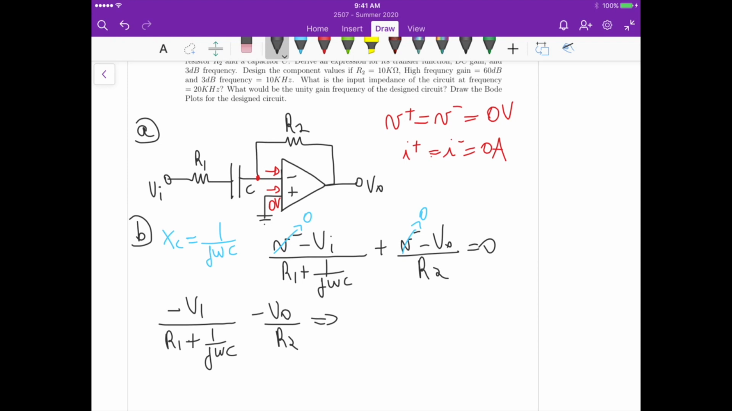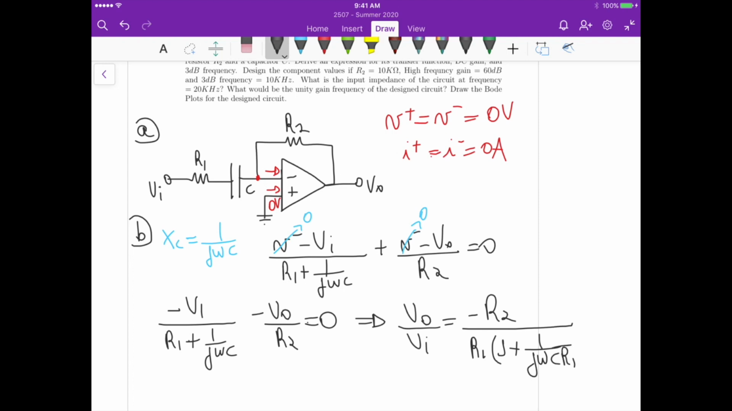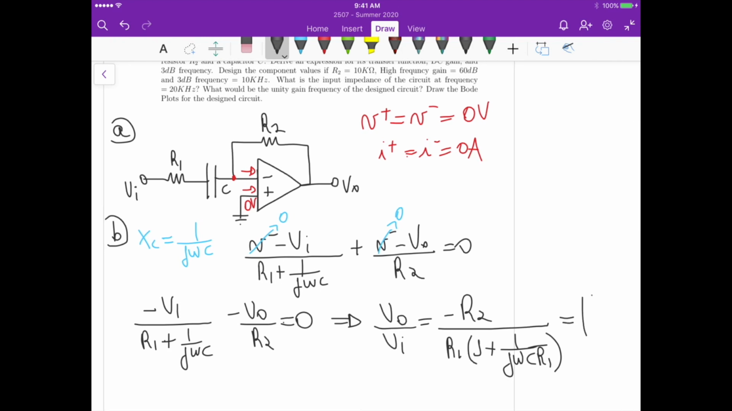which implies that if we isolate minus V out, that equals 0, and then that implies that V out over Vi equals minus R2 divided by R1 times (1 plus 1 over j omega C R1). So that's the voltage transfer function, so this is equal to H of j omega. That's the voltage transfer function. Okay.